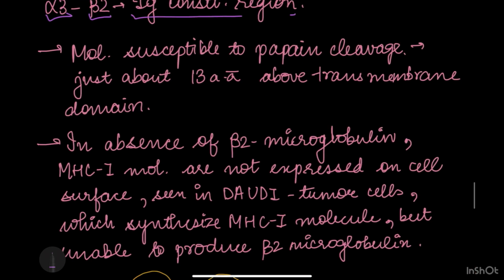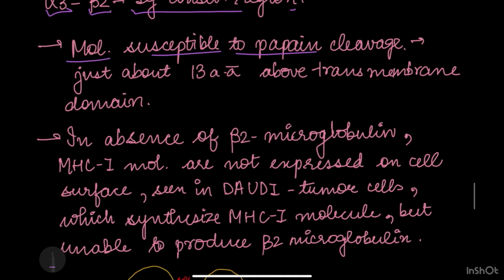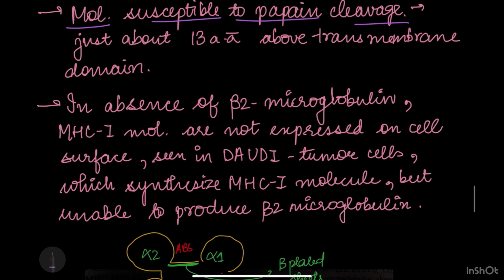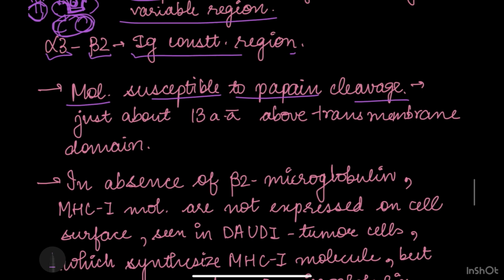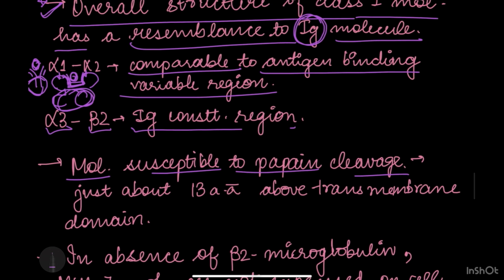The molecule is susceptible to papain cleavage. I hope you know papain cleavage. What it means is that it cuts the molecule like this and this. See, this is the antibody structure, right? So it cuts it into three parts. This, then, and cuts from this also and this also, right?